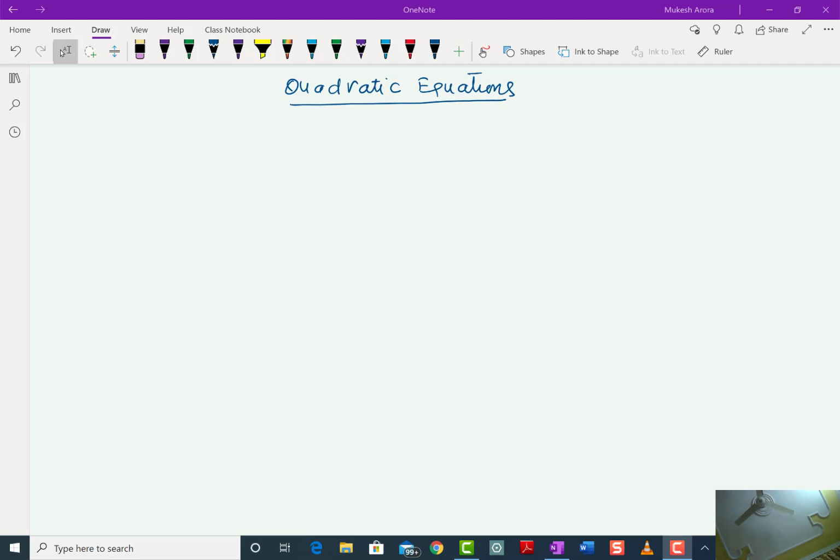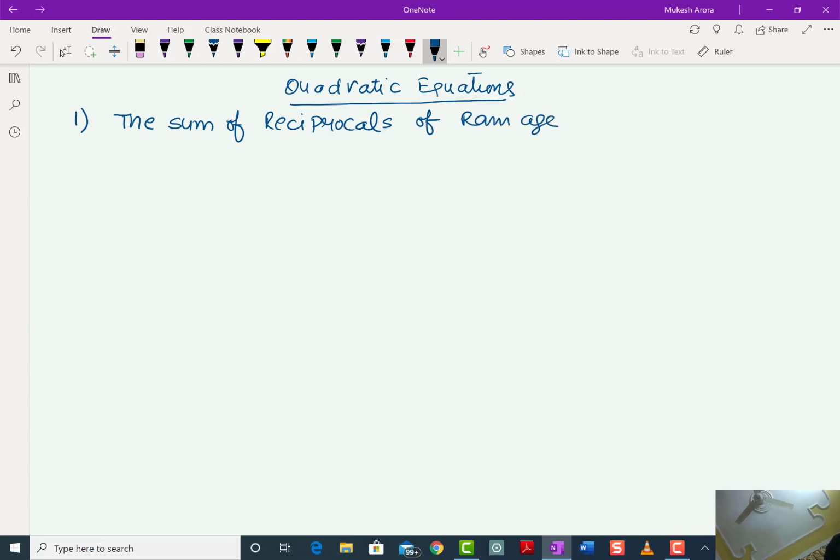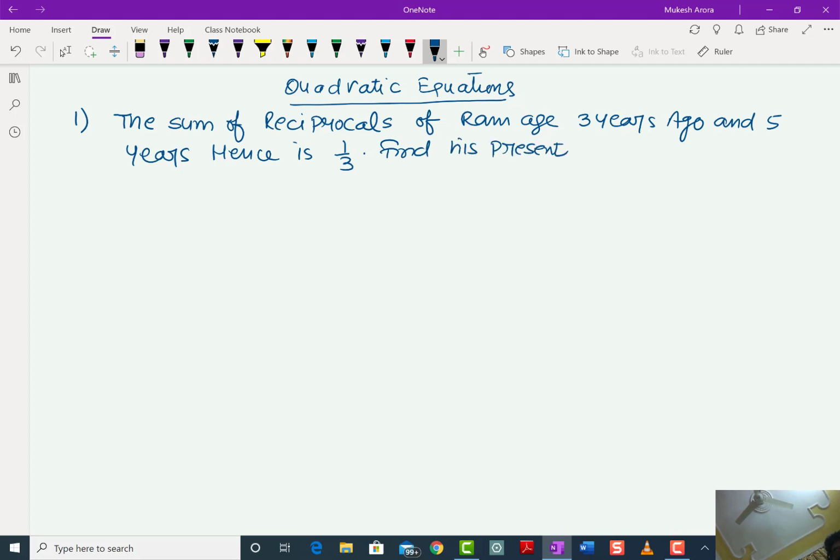The first question today is: the sum of reciprocals of Ram's age three years ago and five years hence is 1/3. Find his present age.